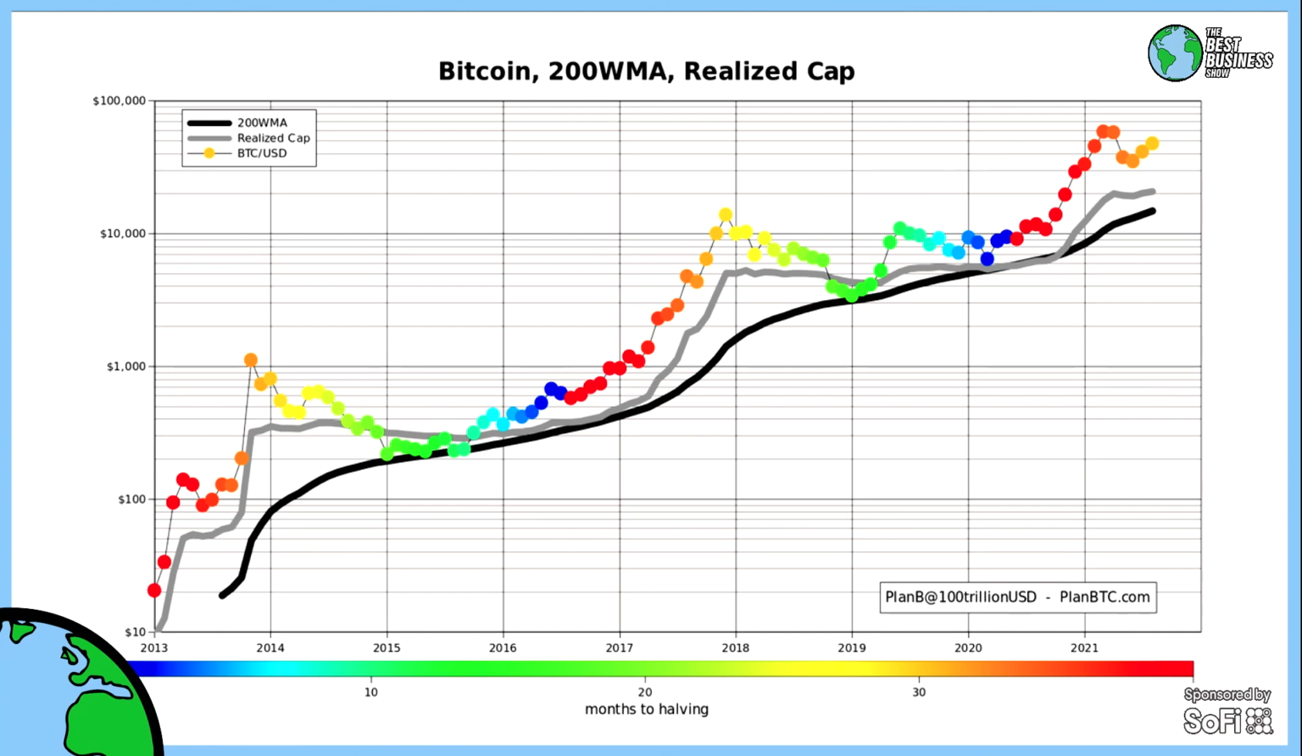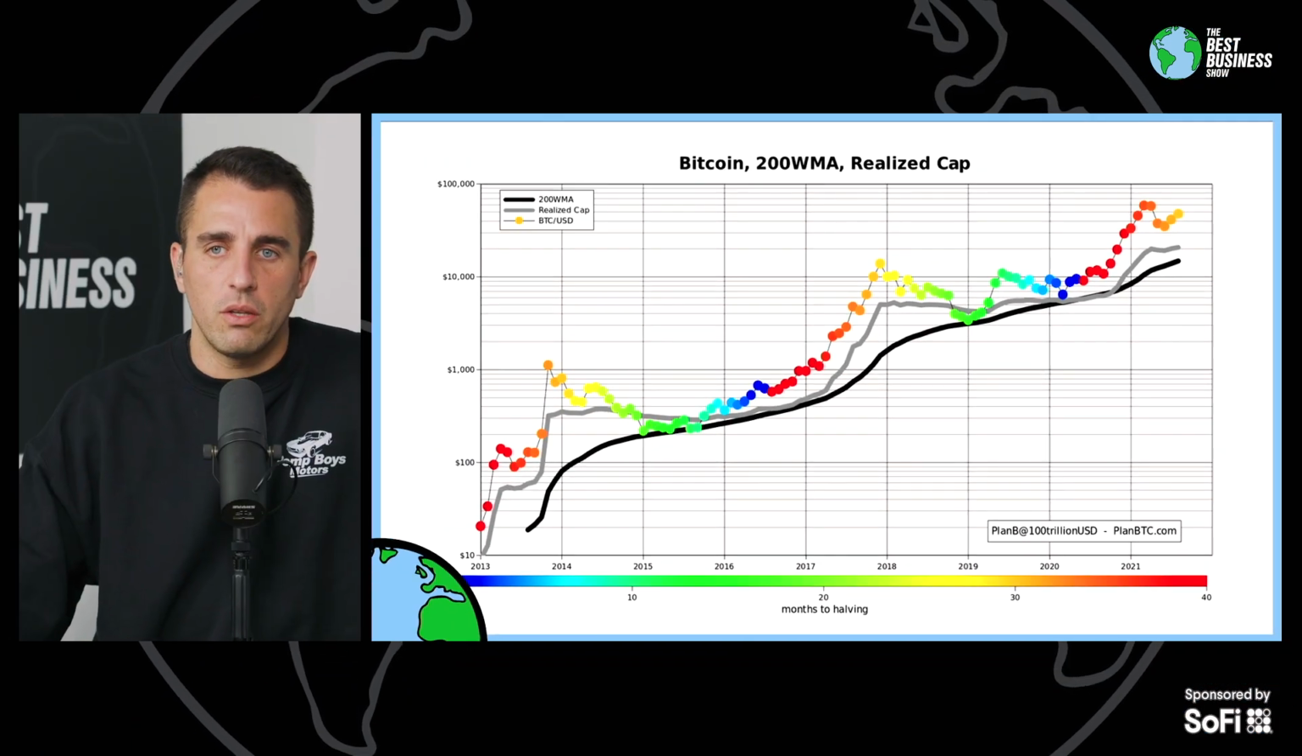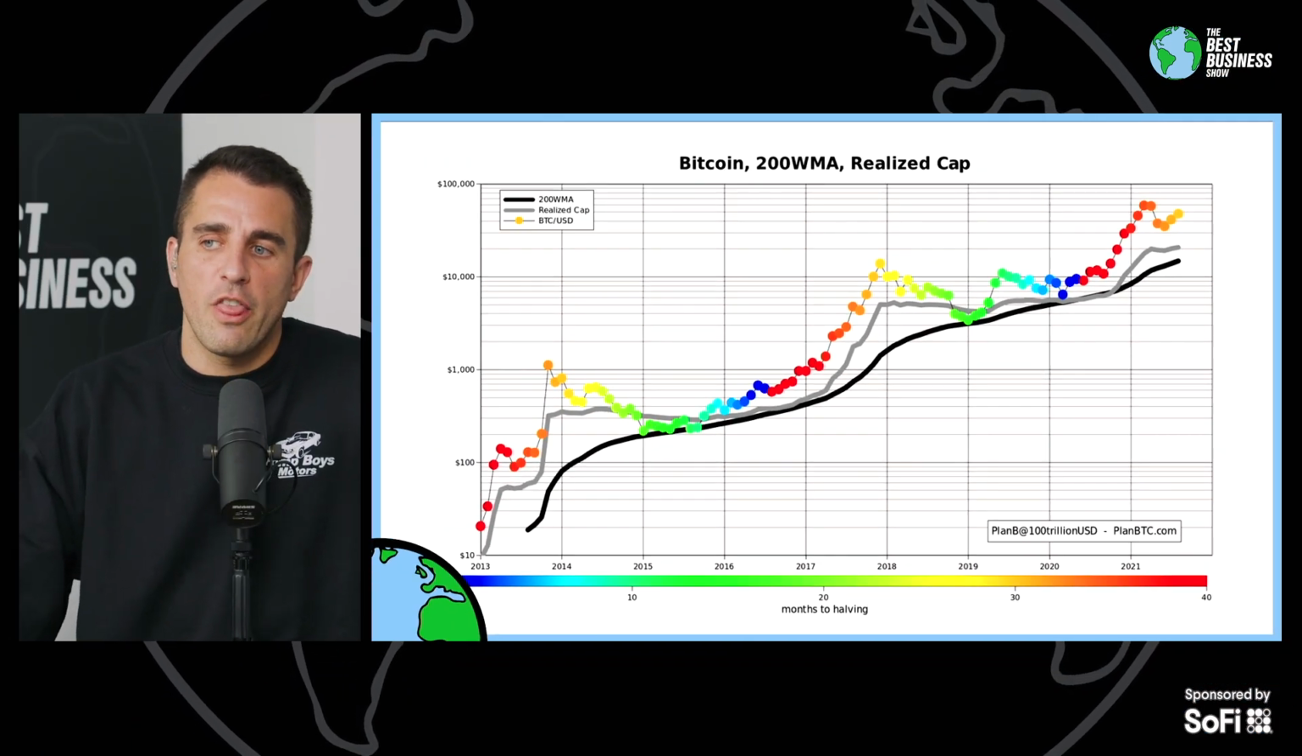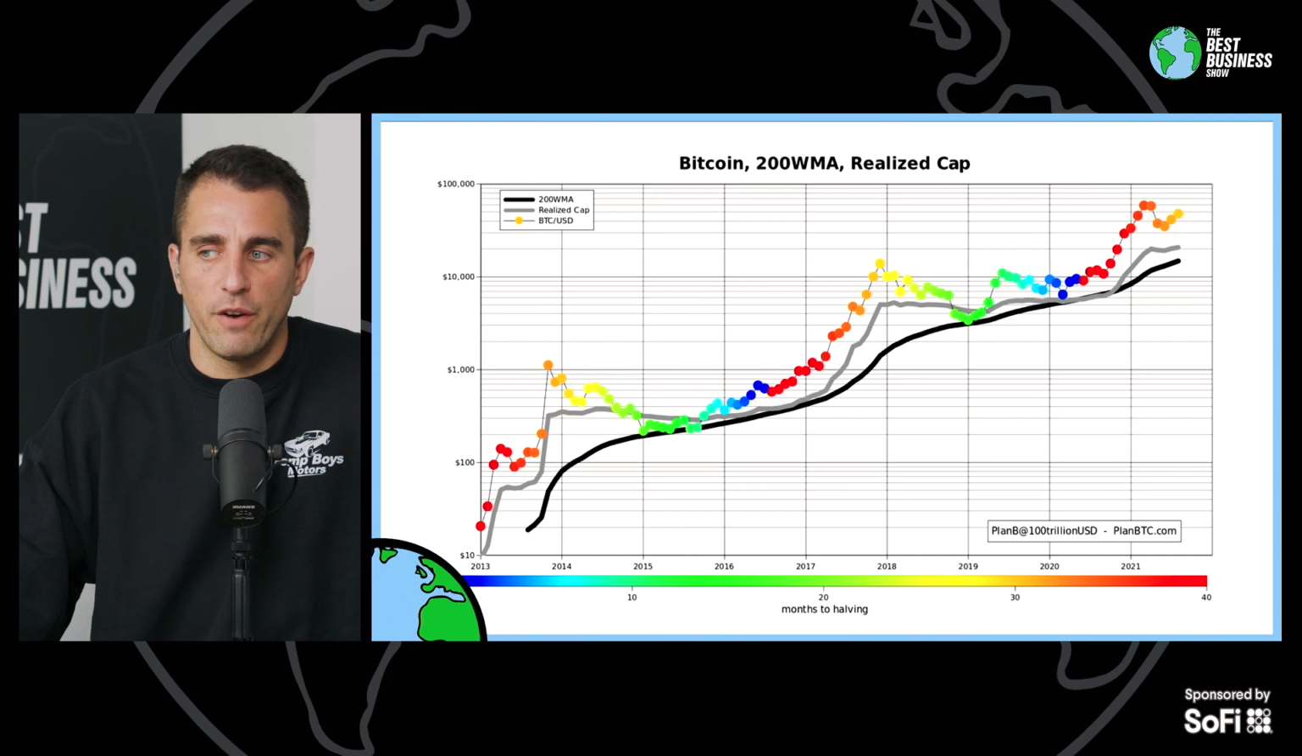So why is this important? It shows that regardless of how you measure Bitcoin, whether it is the realized cap, meaning how much money has gone into Bitcoin, that is up. If you look at the 200-day weekly moving average, that is up as well. And if you look at price, that is up as well. And so all three of these metrics continue to show price appreciation that is very, very, very bullish.